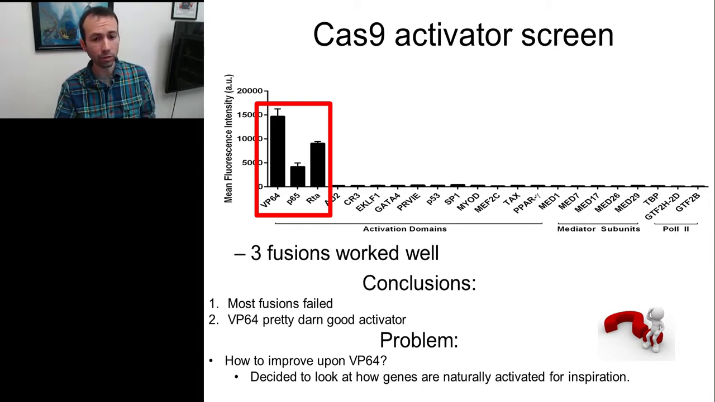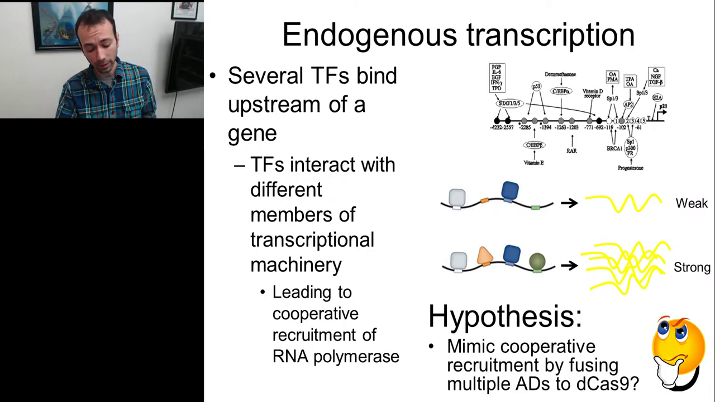So how does endogenous transcription work? In native systems, you actually have not just one transcription factor binding to a promoter, you actually have dozens binding to that given gene's promoter. And then those transcription factors each interact with a different portion of the transcriptional machinery. And by doing so, they each cooperatively recruit RNA polymerase. So for example, if you have a promoter that binds 2 elements, you'll get very weak transcription. If you have a promoter that binds 4 different transcription factors, they're going to pull better on RNA polymerase, and thus you'll get more transcription.